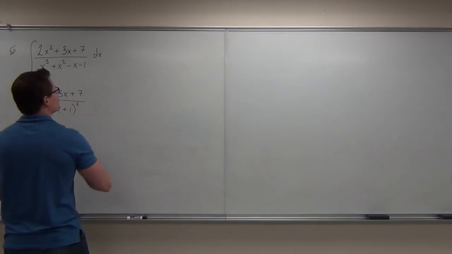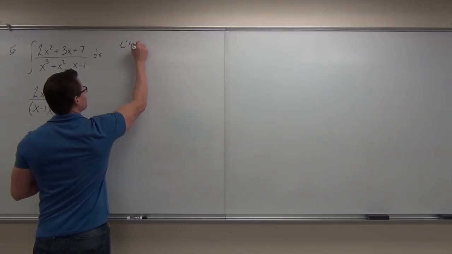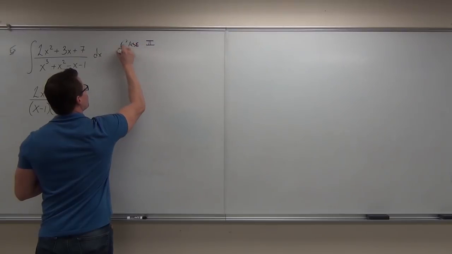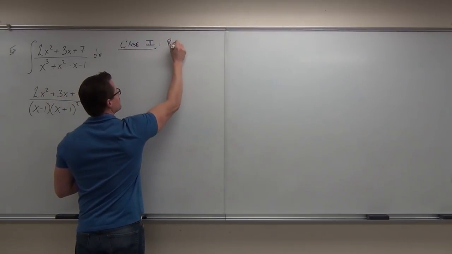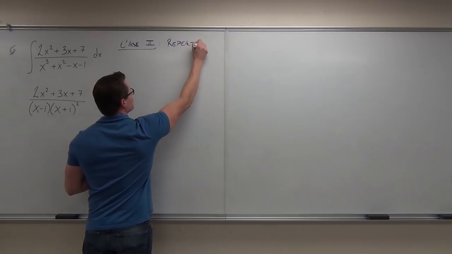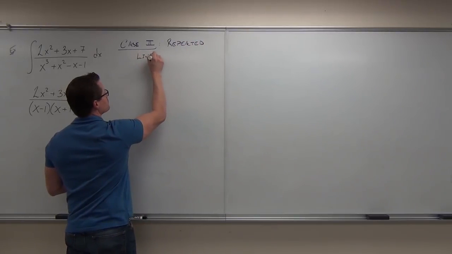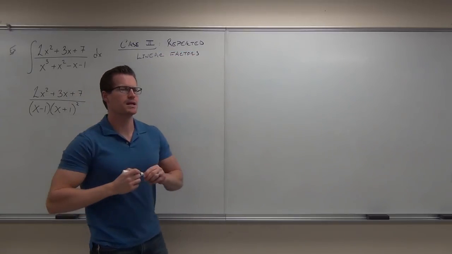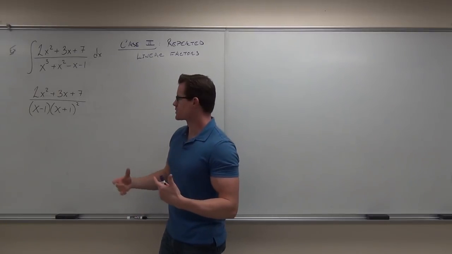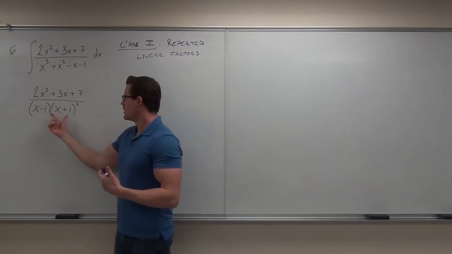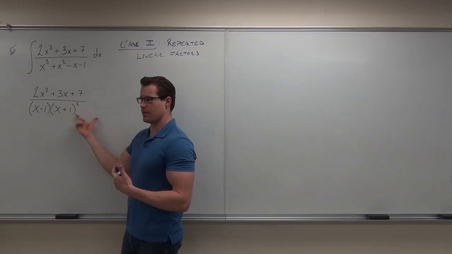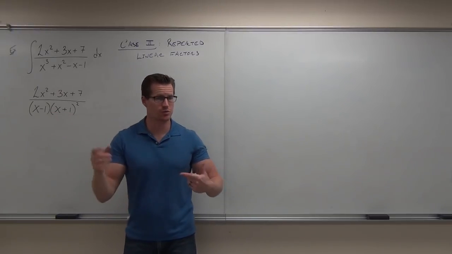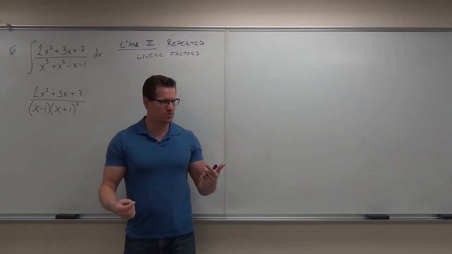So case 2 is when we have repeated linear factors. Here's what we mean by repeated. It means that you have more than one of them. So for instance, we have x minus 1, we had an x plus 1, and we had another x plus 1. That's why we had this x plus 1 squared. This factor was repeated, hence the square. If it was repeated again, we have to the third power. You guys with me on this one?